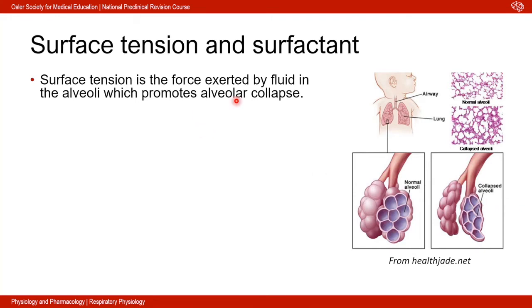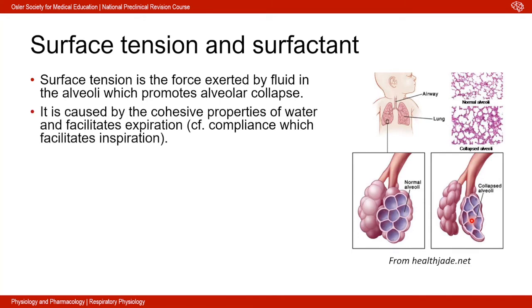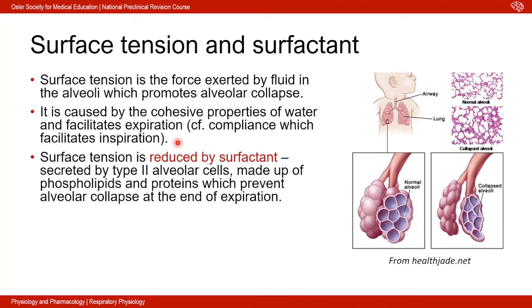So surface tension is really important for compliance. It's basically the force exerted by a fluid in the alveoli, which promotes alveolar collapse. So rather than going like this, the alveoli will look a bit more like this if you've got a high surface tension. And I think of that just being like, if something's pulling in, which is the pressure, what I see the surface tension pressure being, it's pulling it in, it's collapsing it. So it's basically caused by these cohesive properties of water, and it's useful for expiration, sorry, as opposed to inspiration. So it's reduced by surfactant.